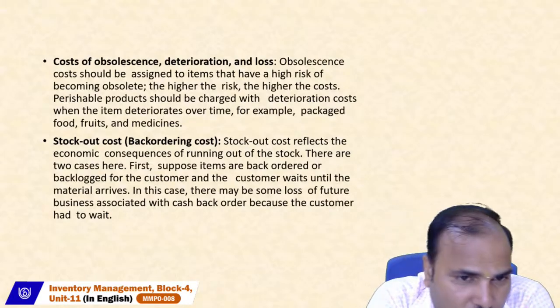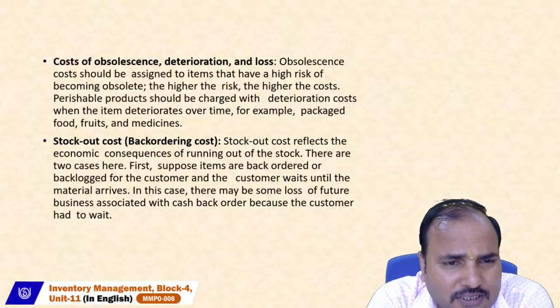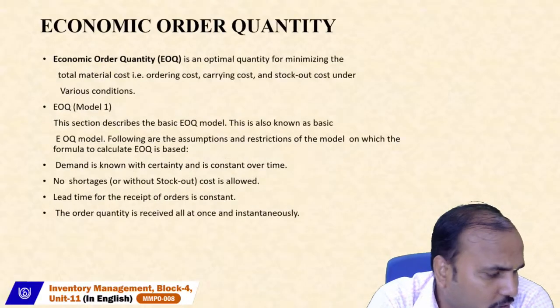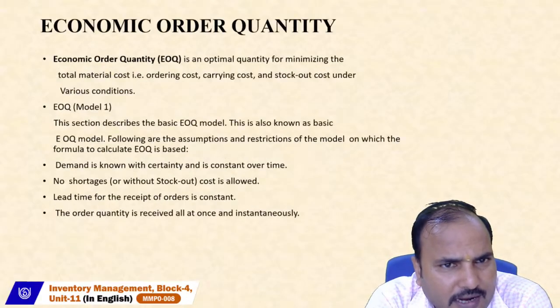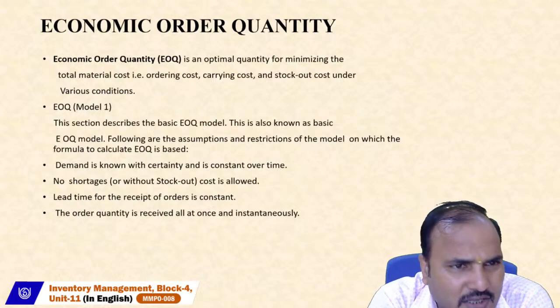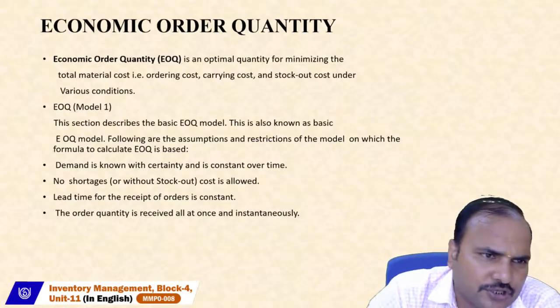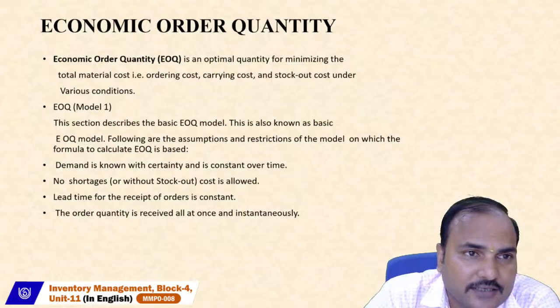Next comes the stock out cost. The stock out cost reflects the economic consequence of running out of stock. Then we have discussed the economic order quantity. It is an optimal quantity for minimizing the total material cost. The total material cost includes the ordering cost, carrying cost, and stock out cost under various conditions.